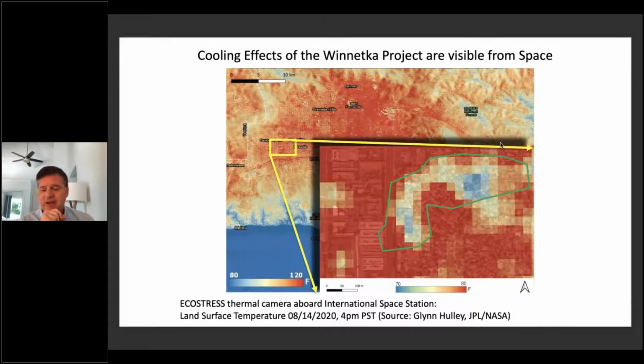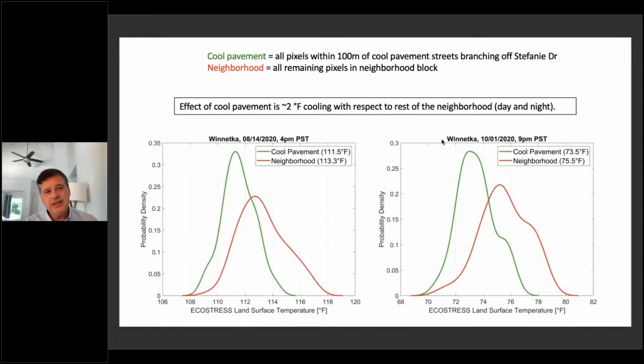And it's actually a pretty comprehensive way to do this analysis. Ground-based sensors could be affected by wind. You're not going to get every single property owner to agree to put a sensor on their property. Some of them would be shaded, some of them would not be shaded. This is a way to take a comprehensive look at a neighborhood. And interestingly, the pixels within 100 meters of our cool pavement streets were on average 2 degrees Fahrenheit cooler than the rest of the Winnetka neighborhood. And we thought that was really significant.